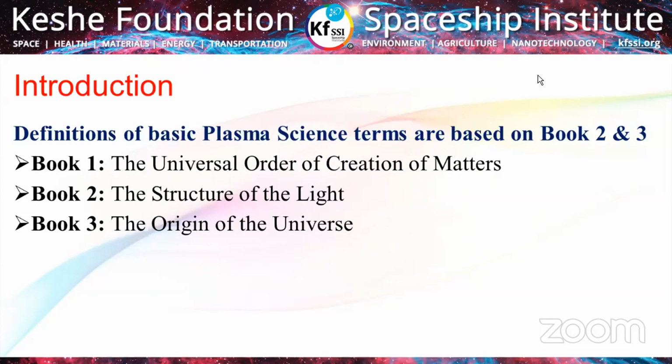So these definitions of basic plasma science terms are based on Book 2 and Book 3. And these books are The Structure of Light, that's Book 2, and The Origin of the Universe, Book 3. There are some terms that we'll discuss later from the first book, The Universal Order of Creation of Matters. But please note that these terms are also used in the first book.